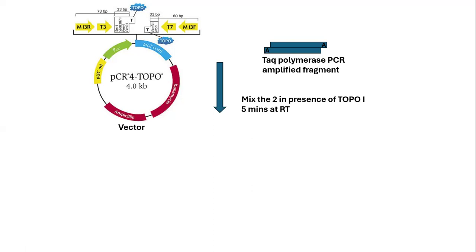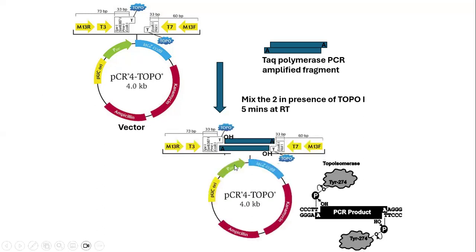So in the next step, we add the vector, then we add the topoisomerase enzyme and the Taq amplified PCR product, and we mix and incubate the reaction for about 5 minutes at room temperature, and automatically the ligation reaction will be completed. As you can see over here, the fragments will be ligated automatically. The mechanism for ligation here is the hydroxyl group.